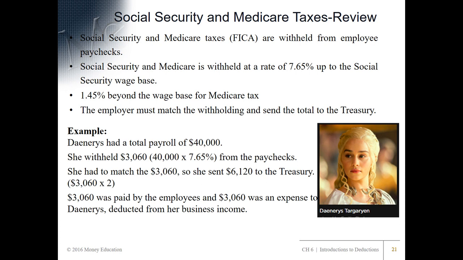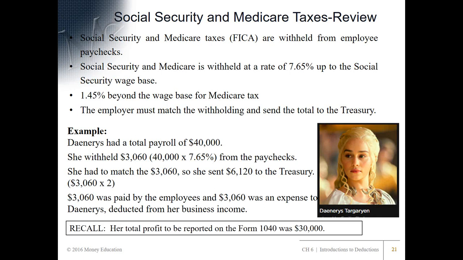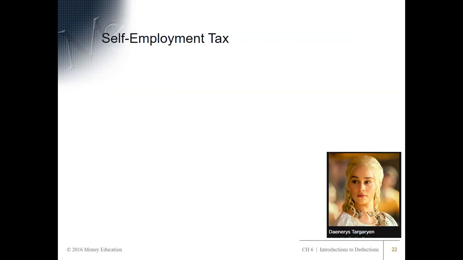She had to match the $3,060, so she sent $6,120 to the Treasury for FICA taxes. So $3,060 was paid by the employees. That was withheld from their paychecks. But the other $3,060 was a direct expense in addition to wage expense to Daenerys. Now that was deducted from her own business income. And her total profit to be reported was $30,000.